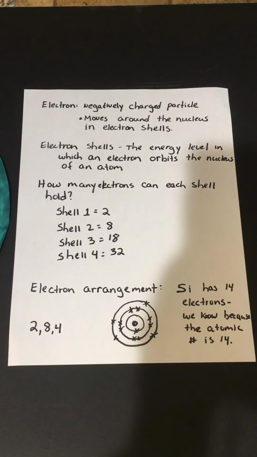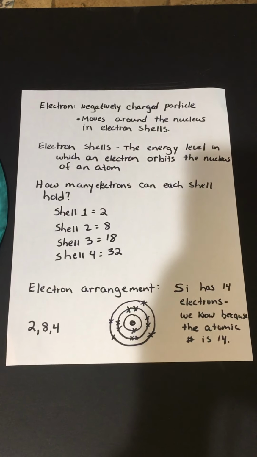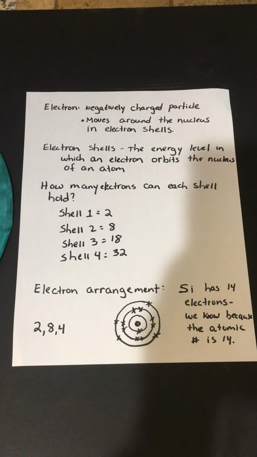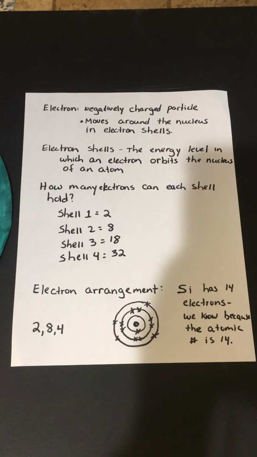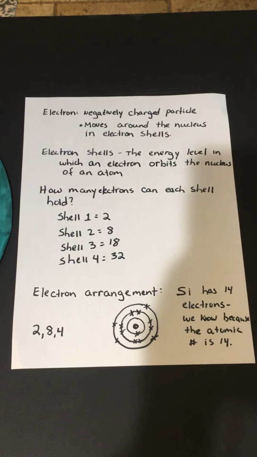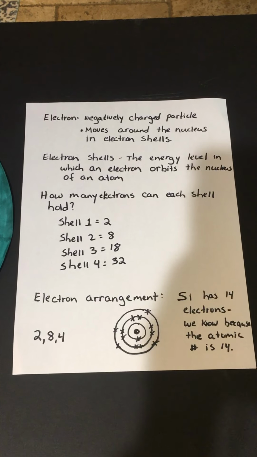So now the question is, how many electrons can each shell hold? Shell 1 is completely filled with 2 electrons. Shell 2 can hold a total of 8 electrons. Shell 3 is filled with 18 electrons, and shell 4 can hold up to 32 electrons.